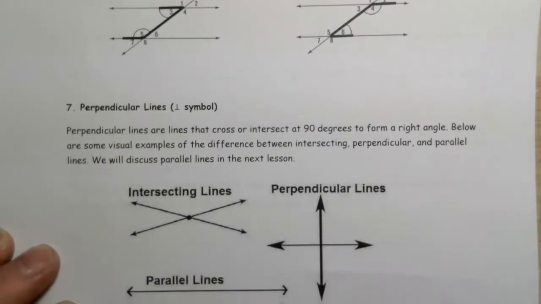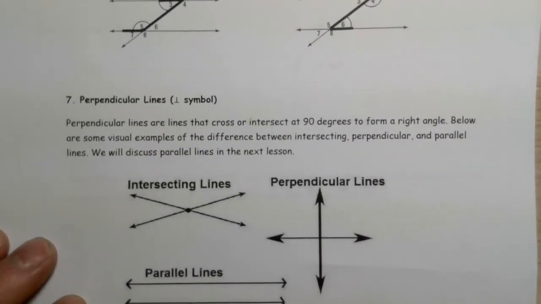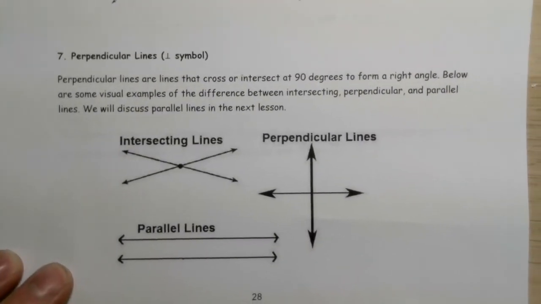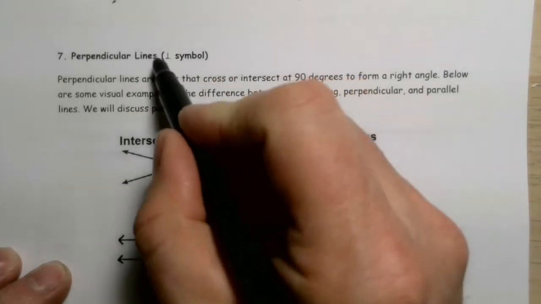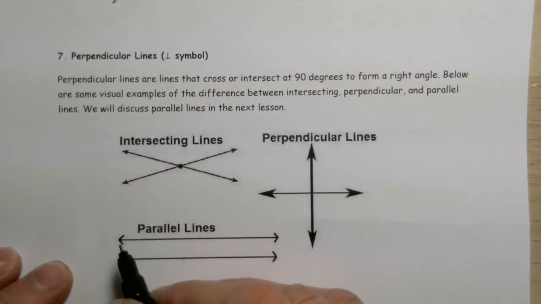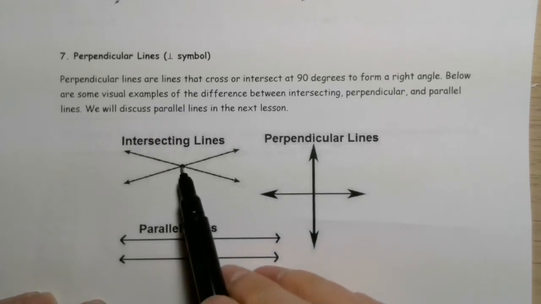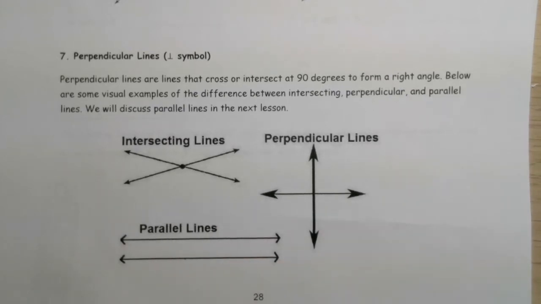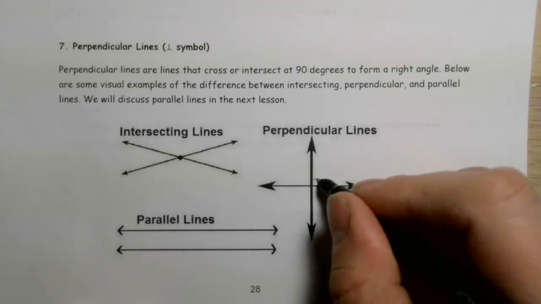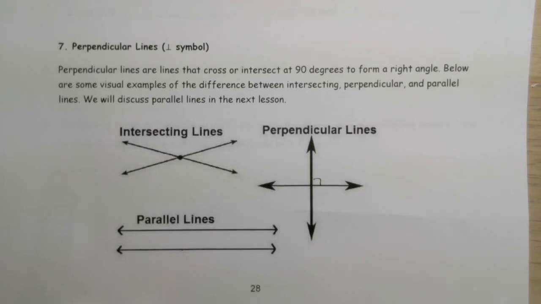Now, before we do some examples here, just really quickly I want to talk about perpendicular lines. We use this symbol for perpendicular lines. These are lines that meet at 90 degrees. Don't get them confused with just intersecting lines. When lines intersect, they don't necessarily have to intersect at 90 degrees. They can, and if they do, they're perpendicular. We put a little mark there to show that they're perpendicular.